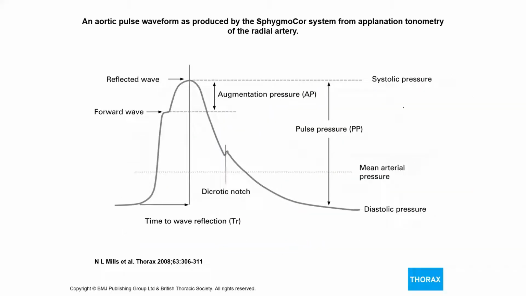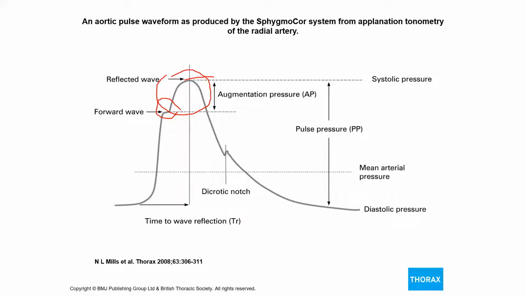If you see here, this is the upstroke, okay? And then up until here in the pulse is called the forward wave. That's the wave generated by the stroke volume, the contractility of the heart and the push of blood out of the LV. It forces the blood to achieve a pressure up to here, but we have it up to here. So this part is generated by a different force. This force is the reflected wave.